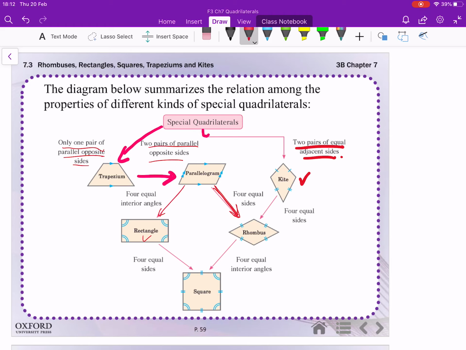Or in another way, start from a kite here. Originally, for a kite, we have only two pairs of equal adjacent sides. If we further specialize it to four equal sides, we can also result in a rhombus. So you can see that we have two arrows pointing to rhombus. And then finally, for a square, if we combine the definitions of both rhombus and rectangle, we can have a square. So actually, this figure shows the definitions of the six kinds of quadrilaterals you learned, and also the relationships between them.